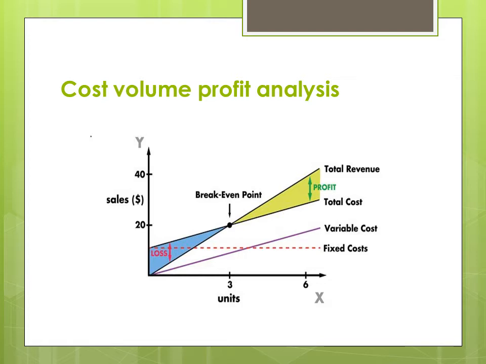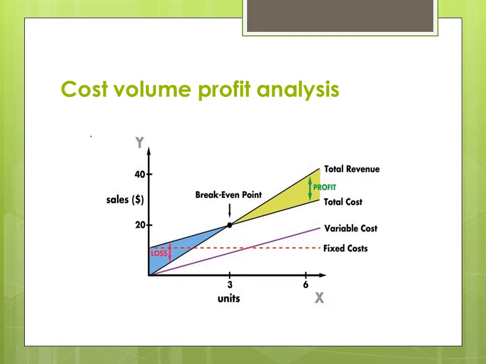Here we have plotted the total revenue and total cost curves, which are both linear, and these curves intersect each other at a point which is called the break-even point. The light blue shaded area represents the area where the firm bears losses, because total cost is greater than total revenue. The yellow shaded area shows the firm's profit, where total revenue is greater than total cost.